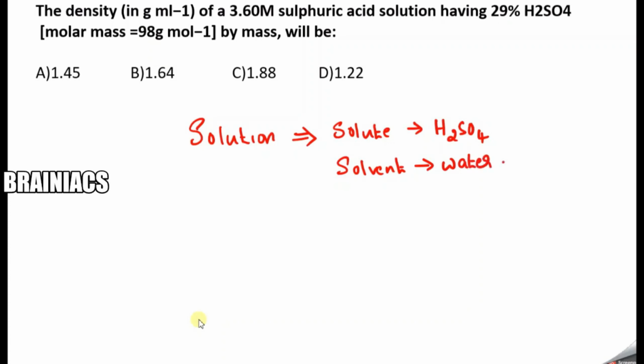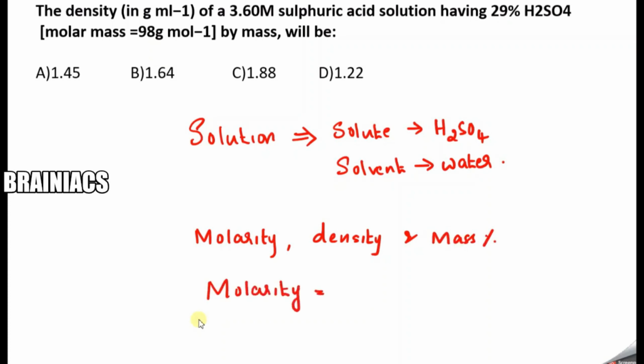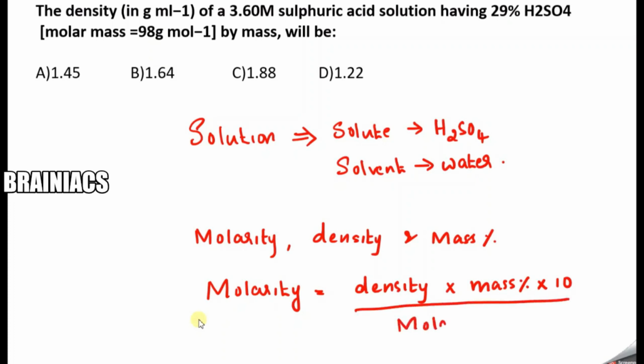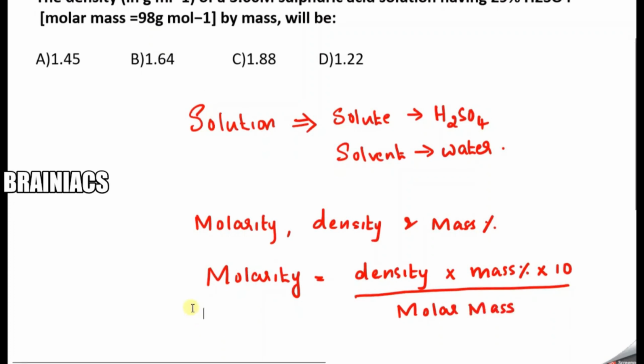Now we have already learned in our theory classes the relation between molarity, density and mass percentage. So what is that? Molarity is equal to density into mass percentage multiplied by 10 divided by the molar mass of the solute. Correct?